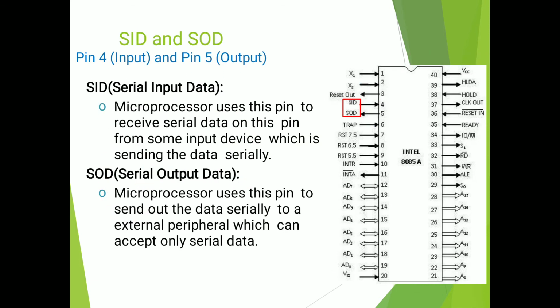Now SID and SOD, that is pin number 4 and 5. SID is serial input data. The microprocessor uses this pin to receive serial data from some input device which is sending the data serially. SID stands for serial input data. The 8085 microprocessor accepts the input serially. SOD stands for serial output data. The 8085 microprocessor sends the output serially. Serial means that at a time only one bit is transmitted, either 1 or 0.